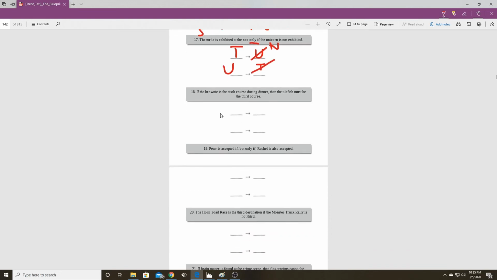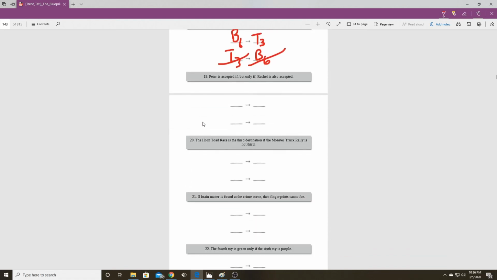18. The brownie is a six-course dinner during whatever. So, six. Sufficient, necessary. I mean, I hope I don't have to keep pointing that out. But if I do, I'm gonna keep pointing it out. Sufficient, necessary. If the if clause, whatever comes after the if, is it sufficient? Anything, the remainder clause, it's a necessary clause. Anyway, if the brownie is a six-course dinner, then tilefish must be the third course. So tilefish, third course. Negate. Switch and negate. If tilefish is not the third course, that means brownie is not the sixth course during dinner.